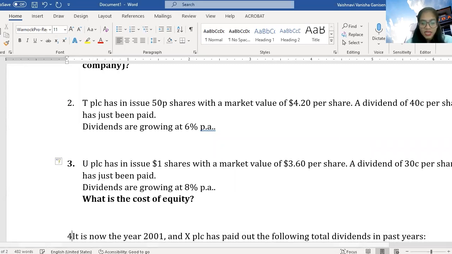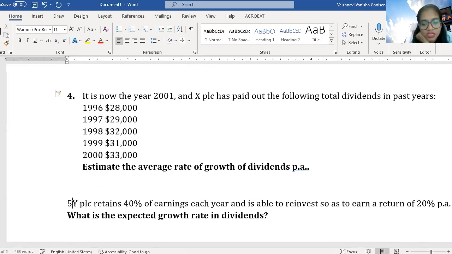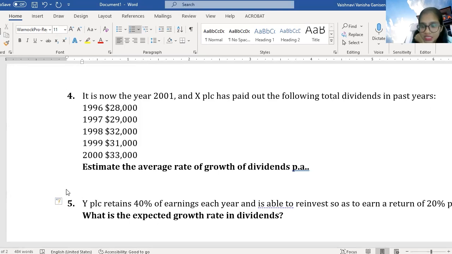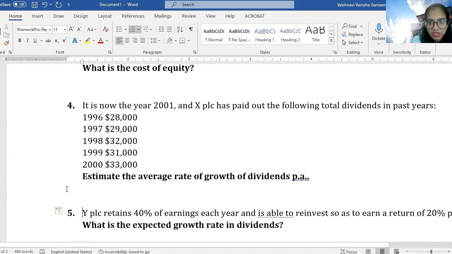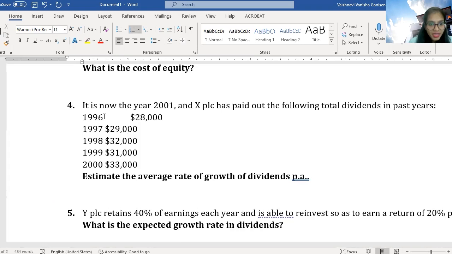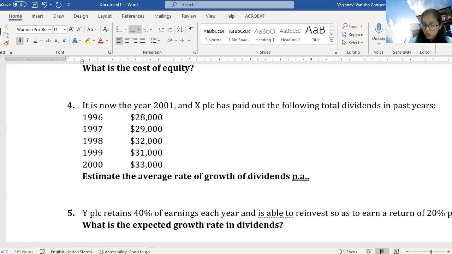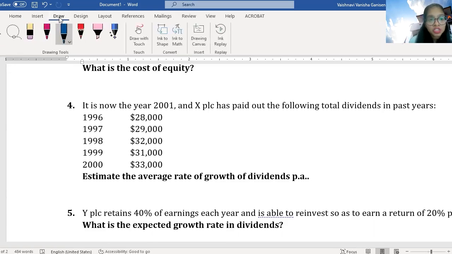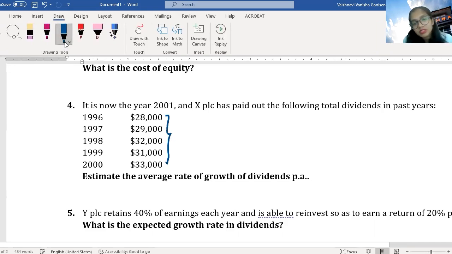For question number 4, this is how normally your examiner will give you the information. Look at this information that has been given to us. Using this information, calculate the average growth of your dividends. Can you see that your examiner has given you year and total dividends? If he gave you year and total dividends, can you still use the same formula? Yes, provided that there is no change in the number of shares. So you can use total.